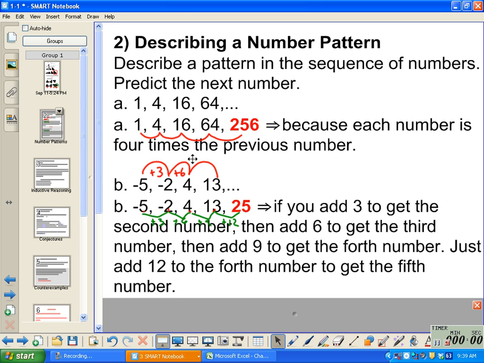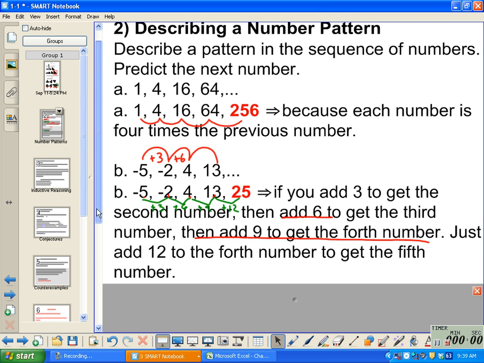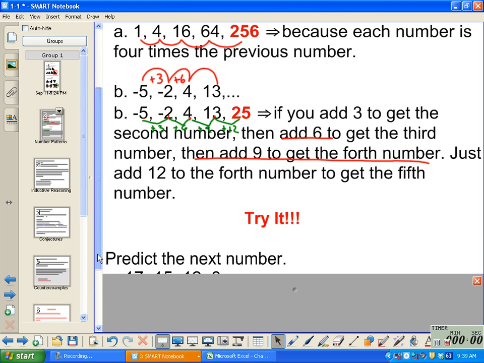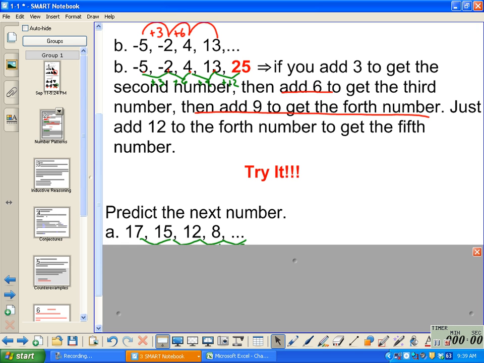Again, you're looking for a way to describe the number pattern. So if you added 3 to get the second number, then you add 6 to get to the third number. Then add 9 to get to the fourth number, and so on and so forth. You will begin to see your number pattern and be able to describe it. Now you can try it by predicting the next pattern here. You can hit pause and then try it for yourself.